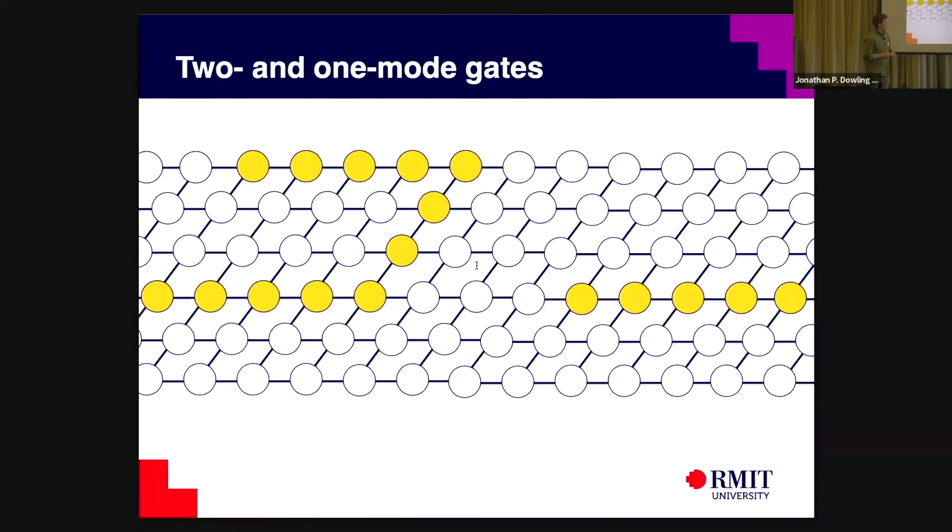And so I've just highlighted two groups of nodes here. The first being this one here, which in the canonical case is sufficient to do a single mode gate. And this set of modes here is sufficient to do a two-mode gate. So you have these connections between, as Ben mentioned.